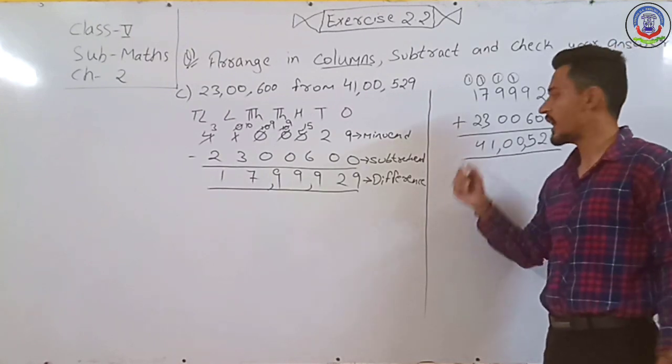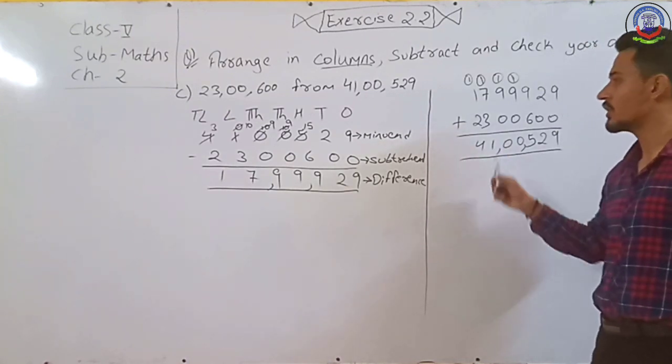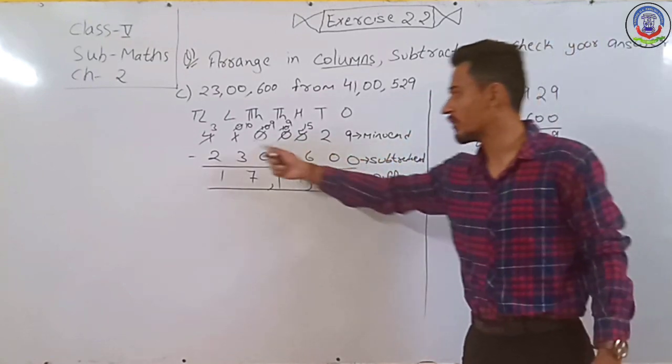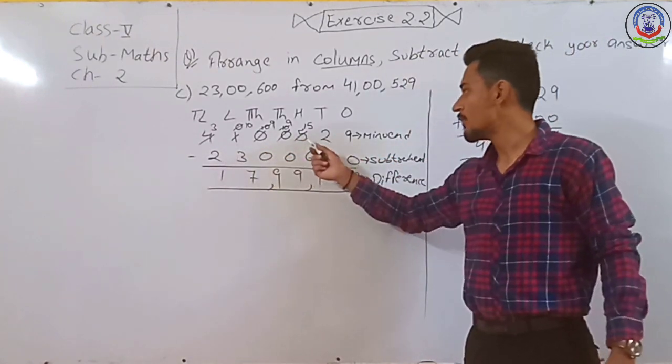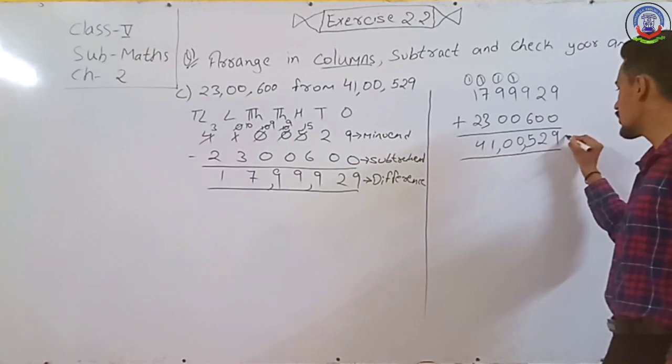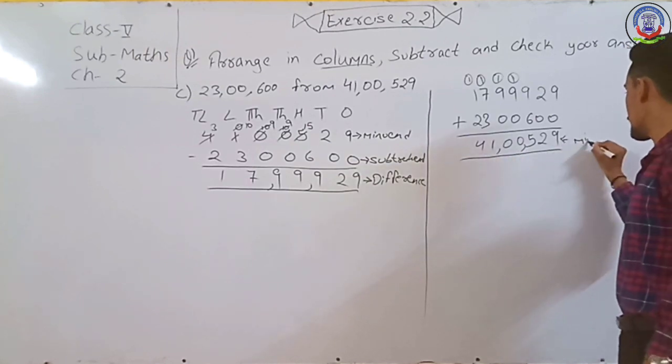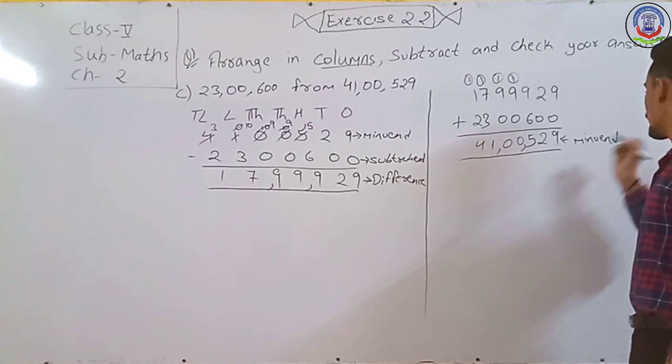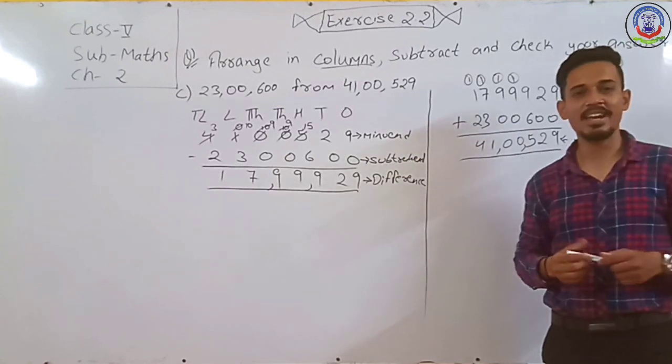So let's check whether it is the minuend or not. So when we see the minuend, this is 41 lakh 529 and here also 41 lakh 529. So it is same as the minuend. So our answer is right. Okay. Thank you.